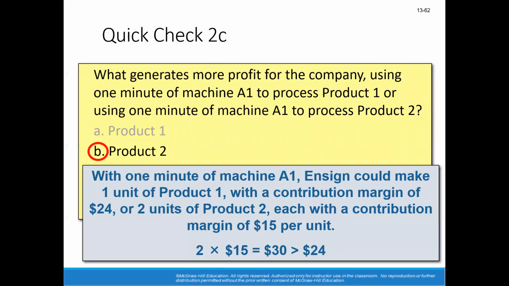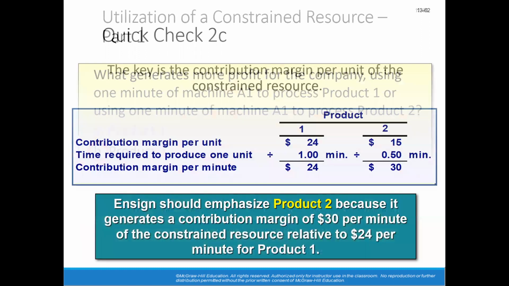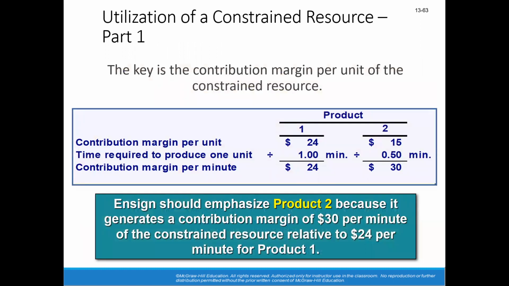What generates more profit for the company using 1 minute of machine? It would be product 2, wouldn't it? Because product 1 takes twice the time. So in that case, they get $30 per minute versus 24 from product 1. Make sense? The key is the contribution margin per unit of the constrained resource.